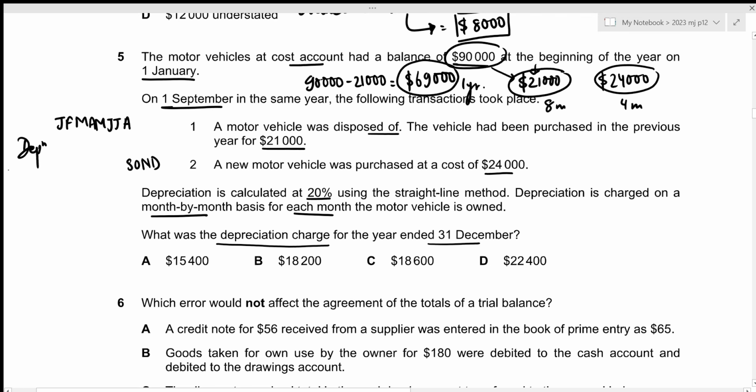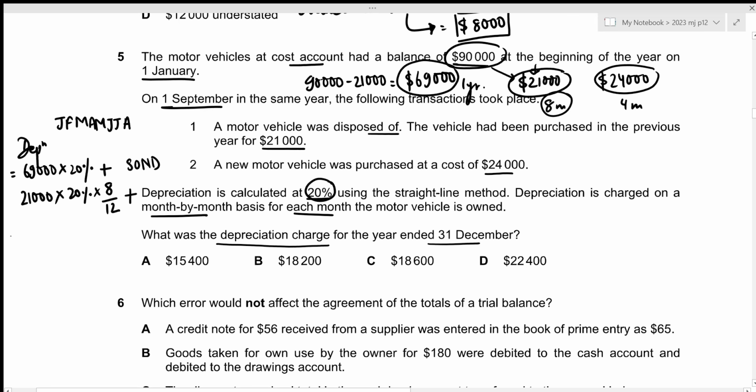Now we just need to figure out the depreciation for these three motor vehicles. Let's start with the one which had the cost of 69,000. We're just using it for the entire year, so we can just multiply it by our rate of depreciation of 20%. Then let's move towards the disposed one, which had the cost of 21,000. Again, the rate of depreciation is 20%, but this would give our depreciation charge for the entire year. But we only use this particular vehicle for 8 months. So we just need to multiply it by 8 and then divide it by 12 so that we get the depreciation charge for 8 months.